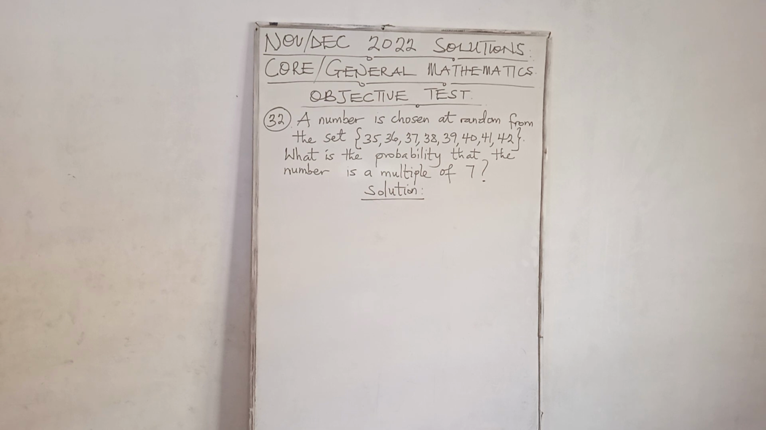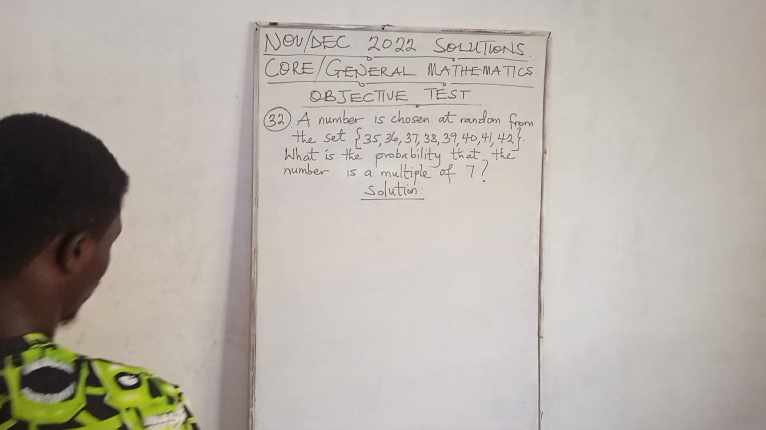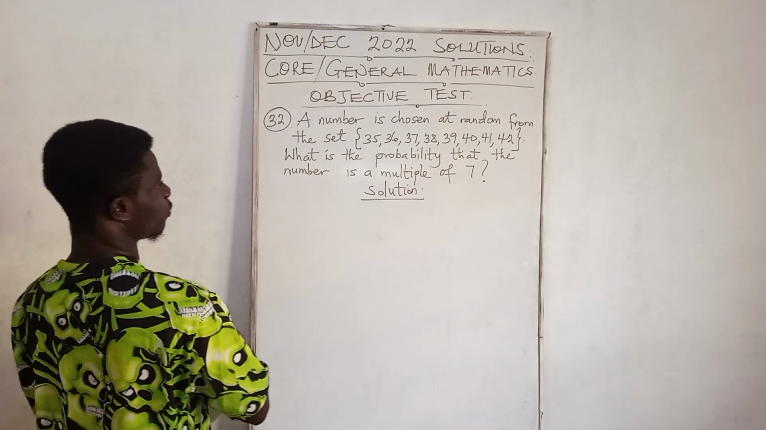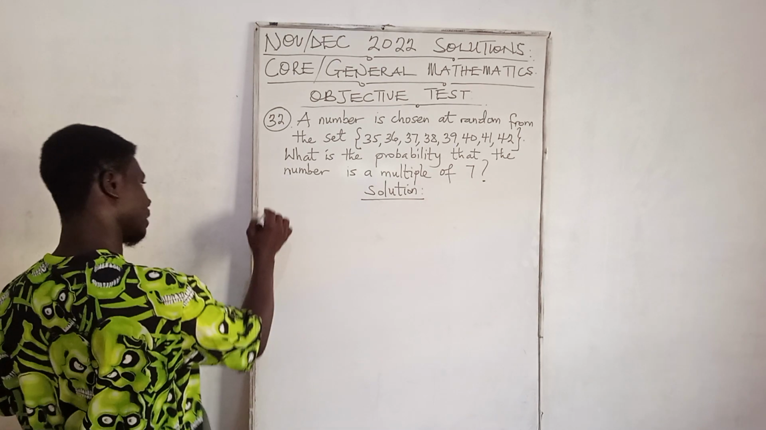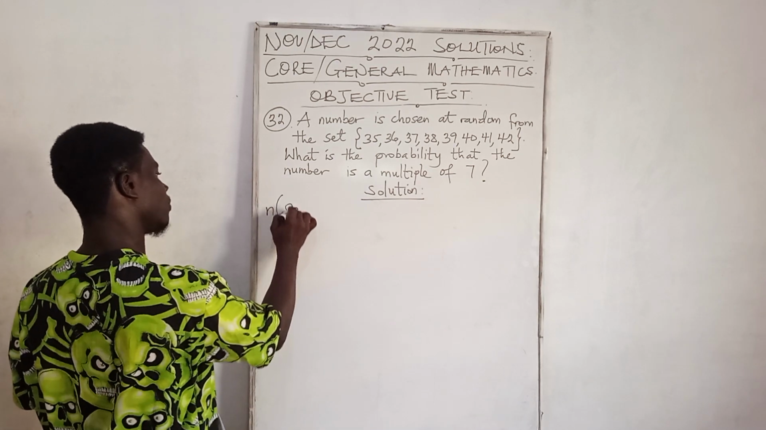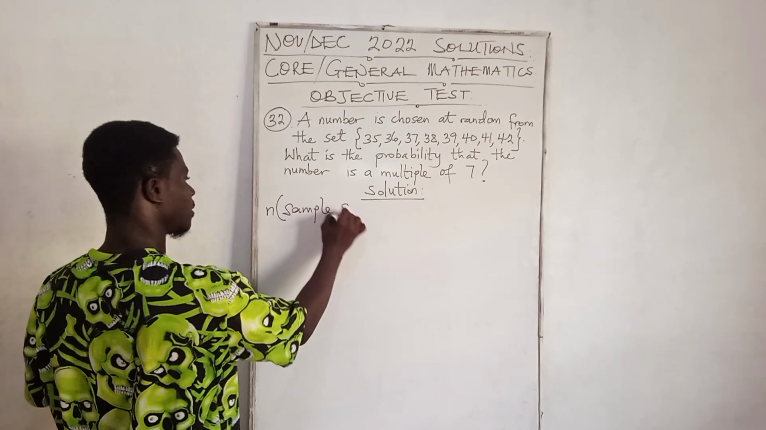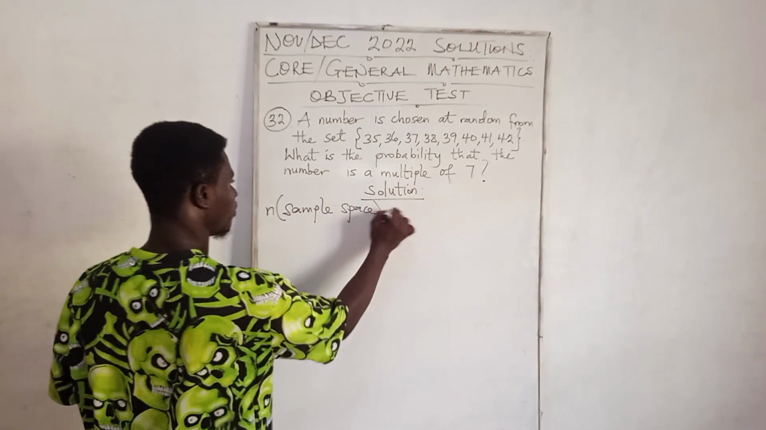A number is chosen at random from the set. So we have the set given as 35, 36, 37, 38, 39, 40, 41, then 42. What is the probability that the number is a multiple of 7? So first of all, these are our possible outcomes, right? So we can get the number of sample space.